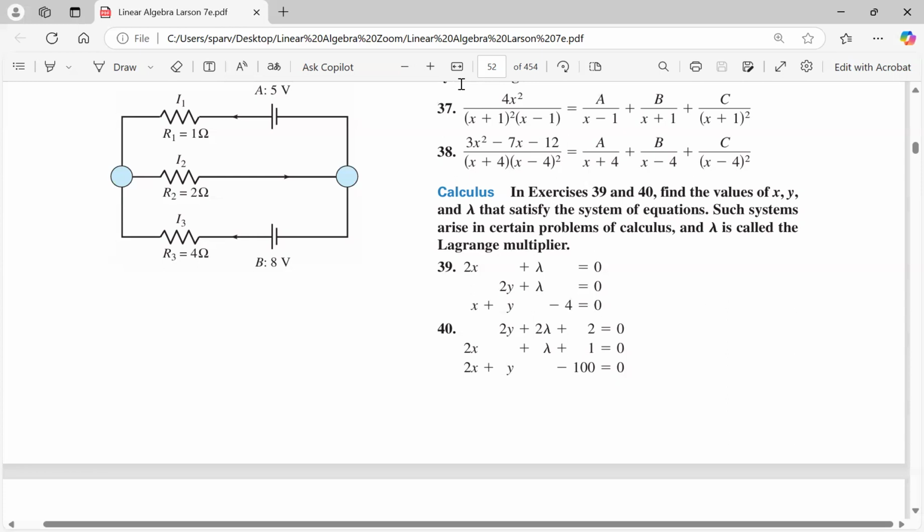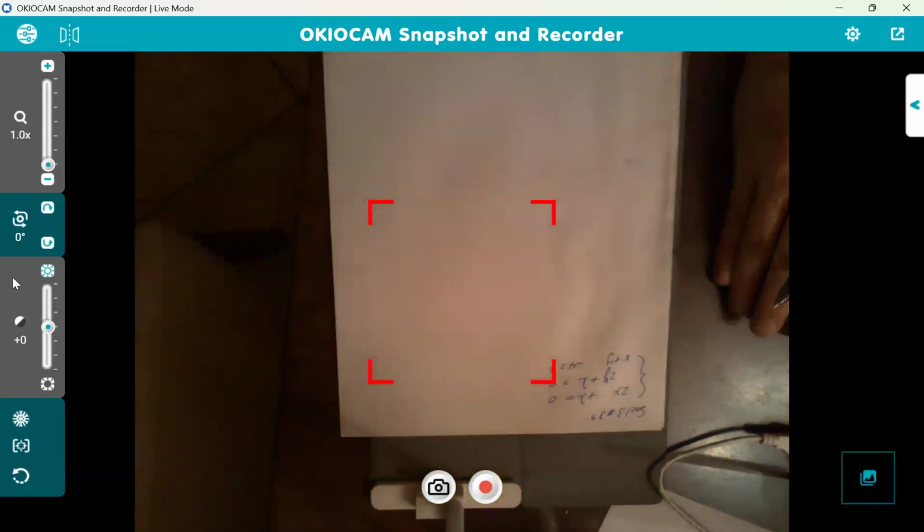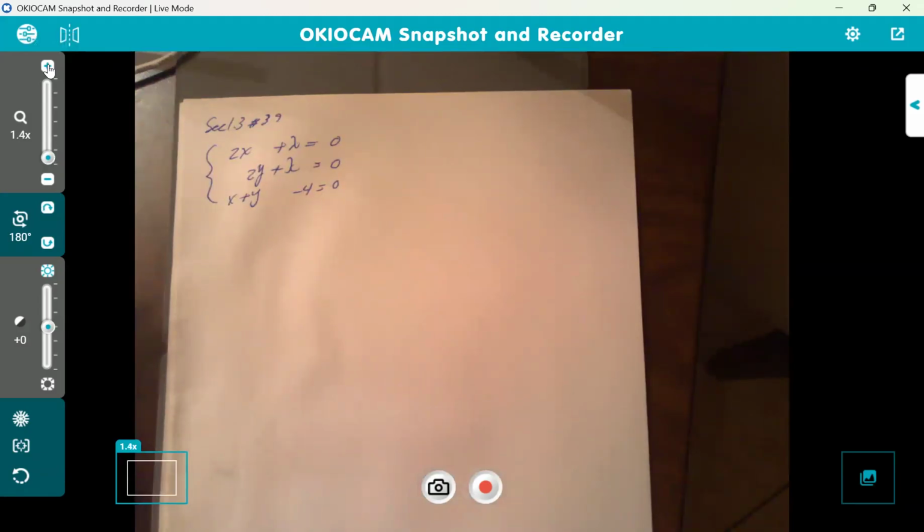X plus y minus 4 equals 0. Okay. So now let me change my share to there you go. And so hopefully everyone again can see my OkioCam recorder here. Okay. So how are we gonna do this? What is it that we need to do? We need to solve the system, right?